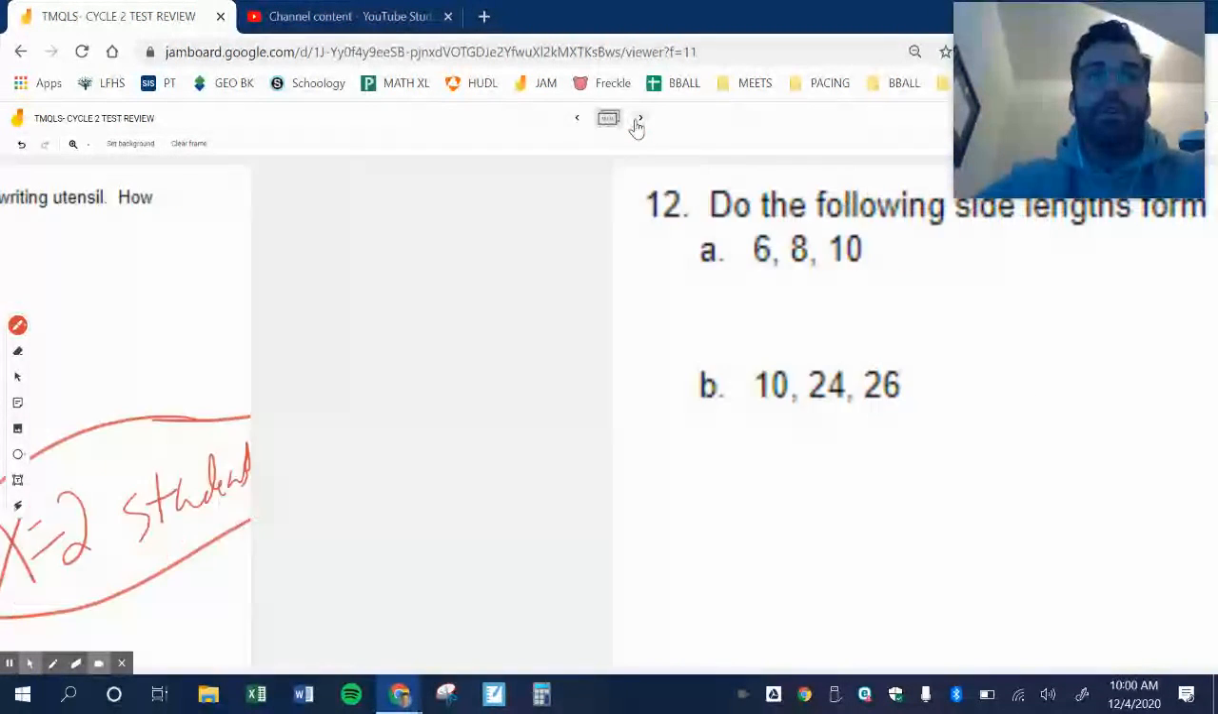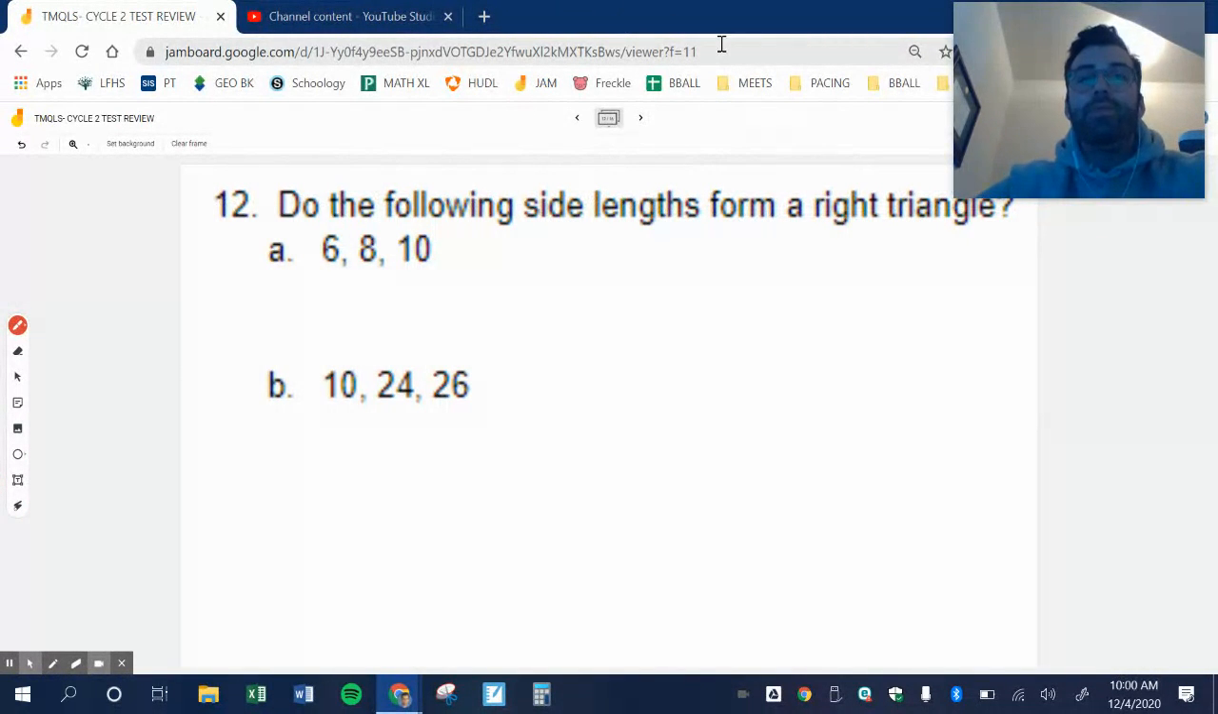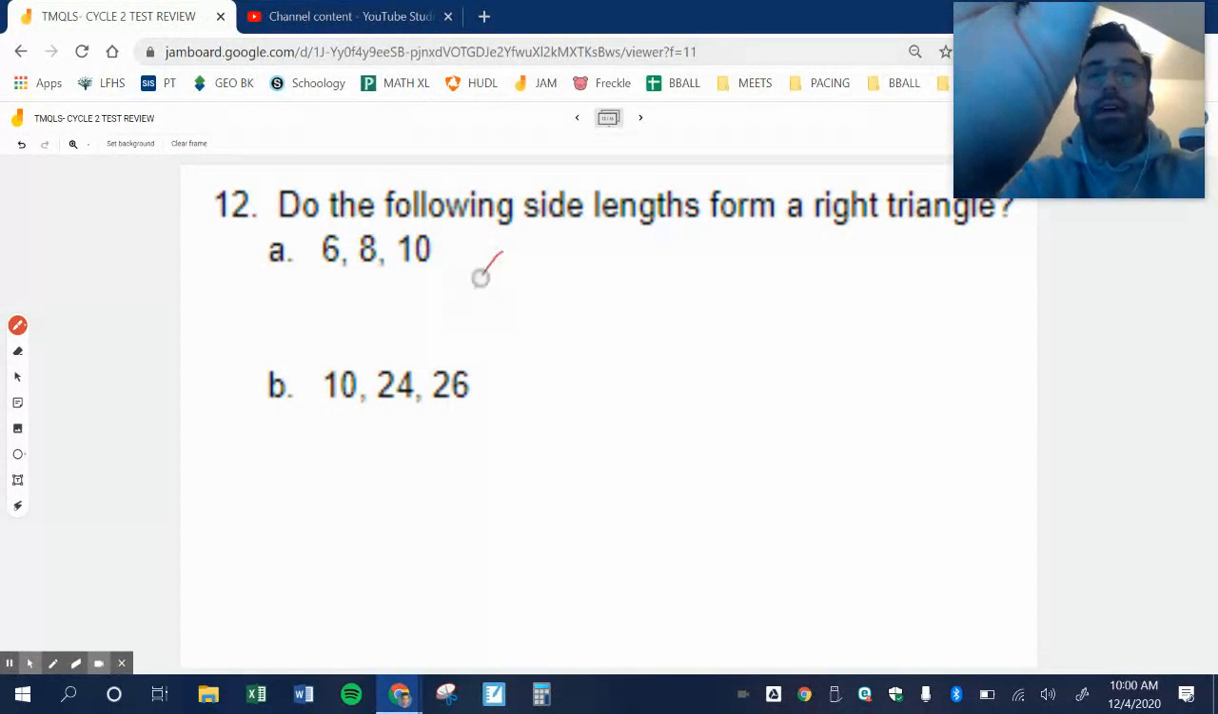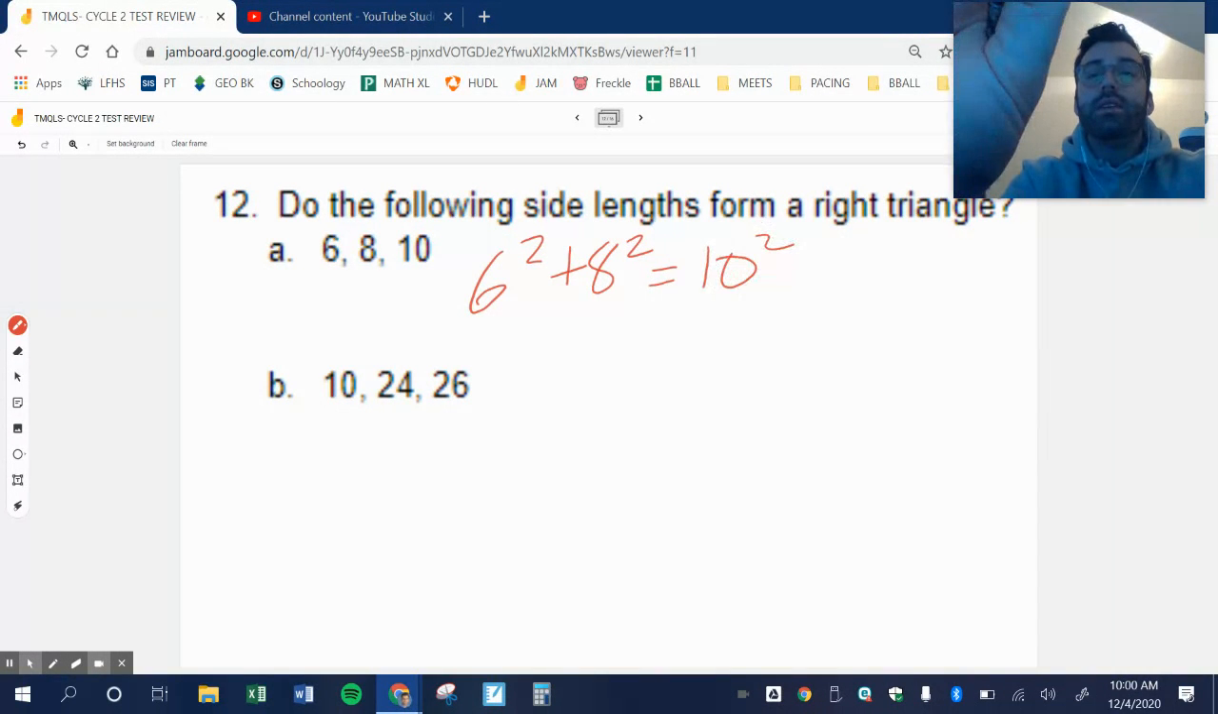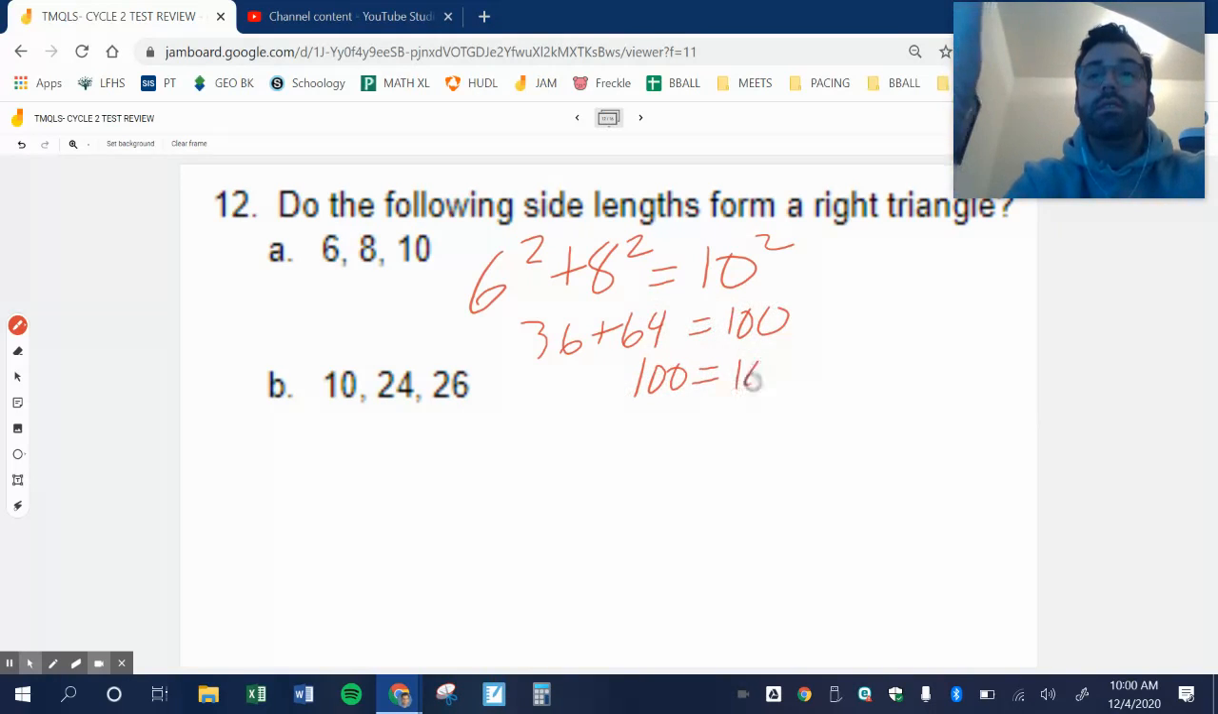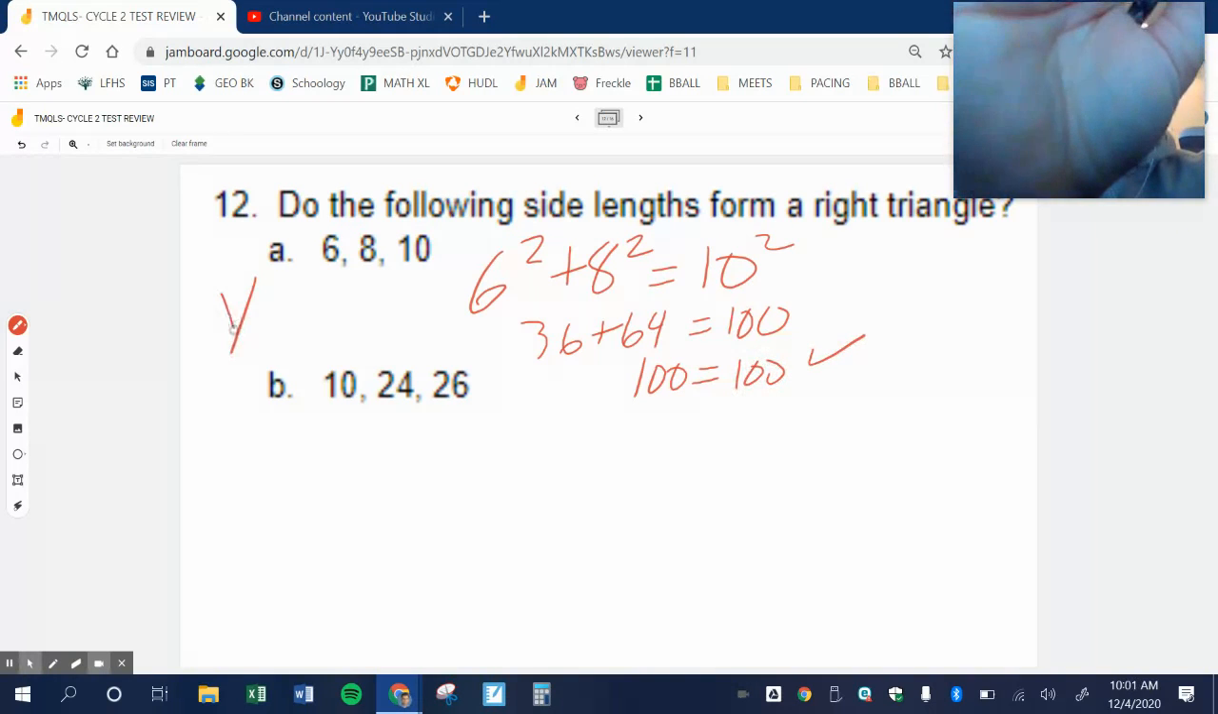I'm going to do one more, okay? Do the following lengths form a right triangle? So remember, our test for a right triangle is the Pythagorean theorem. So I need to test that out. Does 6 squared plus 8 squared equal 10 squared? Well, 6 squared is 36, plus 8 squared is 64. Does that equal 100? Yes, it actually does. So that checks out. So this would be a yes.